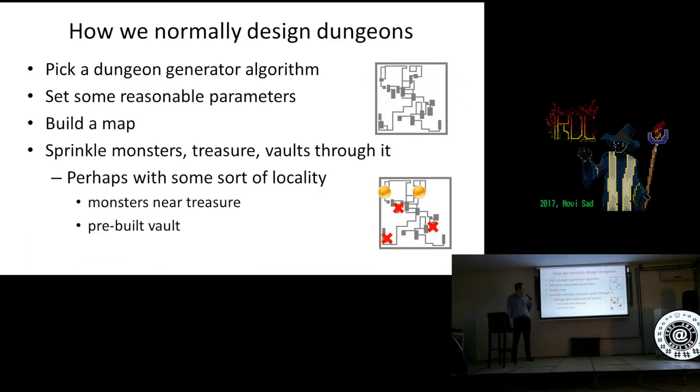So, if you follow an online tutorial on how to design and program a roguelike, you'll go through a process something a little bit like this in order to build your dungeons. And this is the process I've used in pretty much all of my games. So you pick a dungeon generating algorithm off the internet that you think looks cool. So here's one, which you may recognize from my talk yesterday, which makes rooms and exceptionally unpleasantly long corridors. You think, wow, okay, I fancy a game all about long corridors. I'm going to pick that one. You set some reasonable parameters, you know, corridor equals long or whatever, and you build a random map.